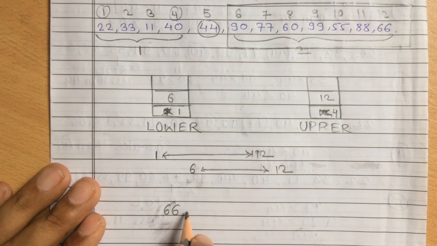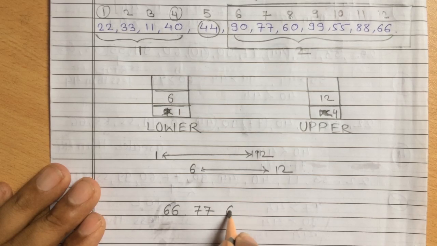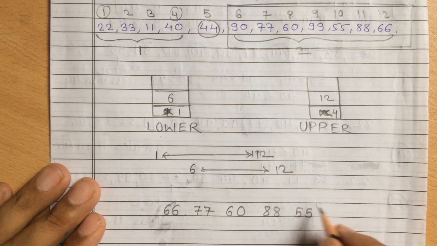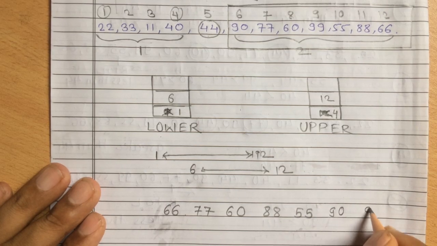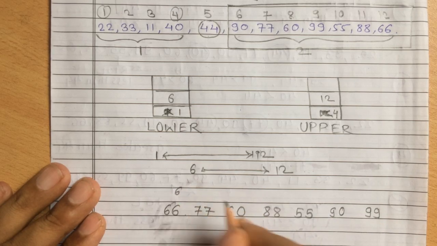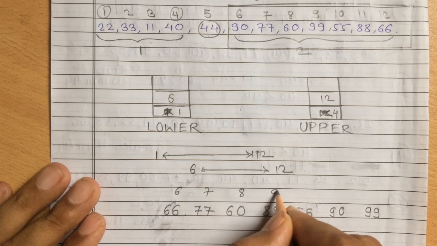So what we get is 66. I think 66. Then we get 77. Then we get 60. Then 88. Then 55. Then 90. And then we get 99. So this is at the 6th, 7th location, 8.